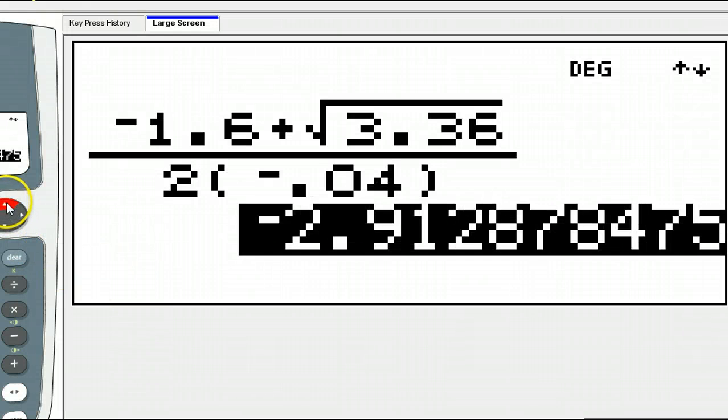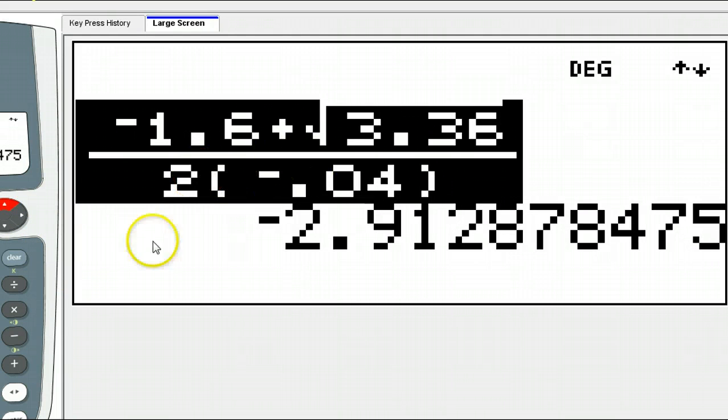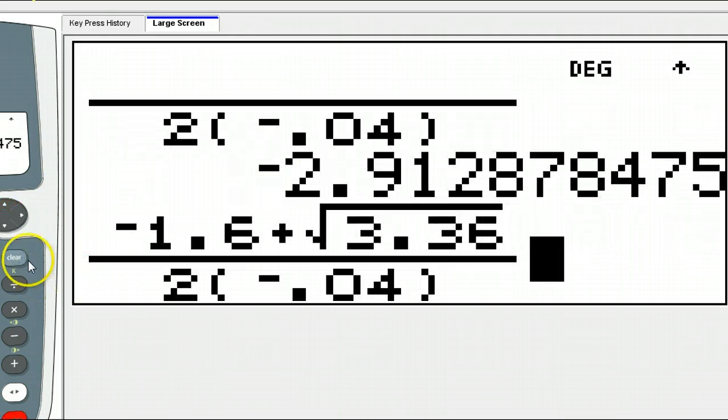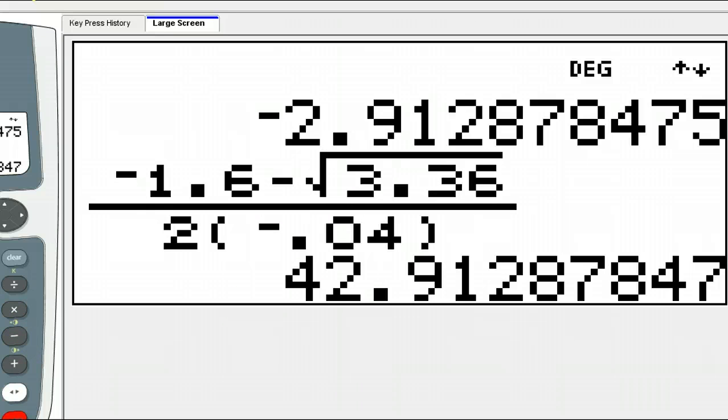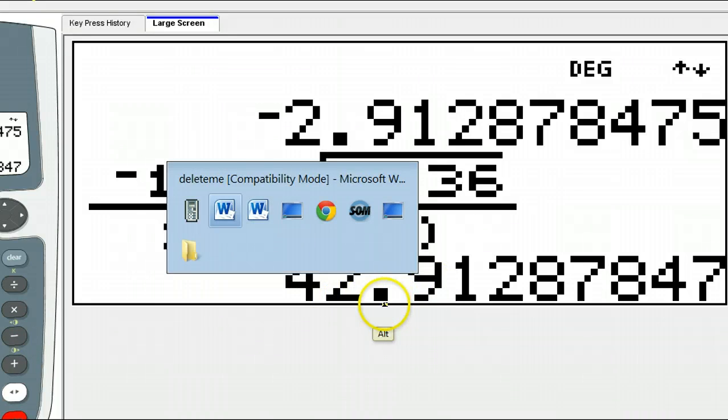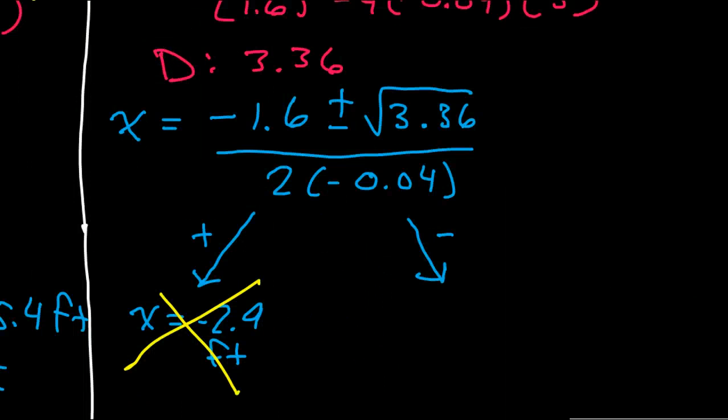So we don't have to type it in again. Just arrow up, highlight it, hit enter. Alright, back arrow your way until you get to the plus sign. And just make it a minus and hit enter. Alright, so 42.9. That's the one we want.